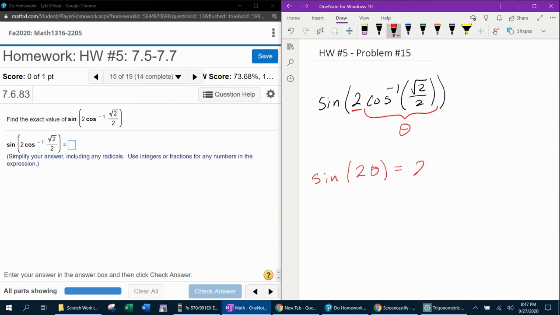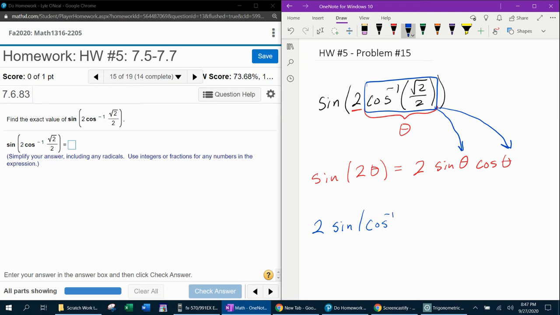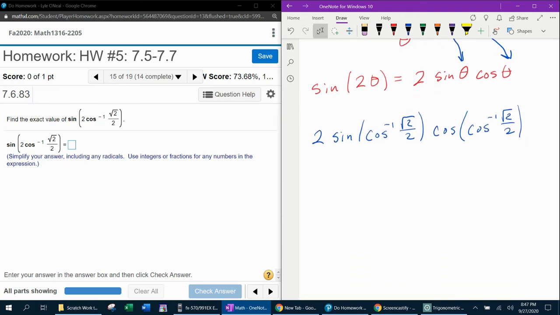So this will equal 2 sine theta cosine theta, where theta is this expression. All of this gets plugged in for theta, okay? So here we go. 2 sine of theta cosine of theta. Whoo, yeah, boy. Now we're cooking with Crisco.